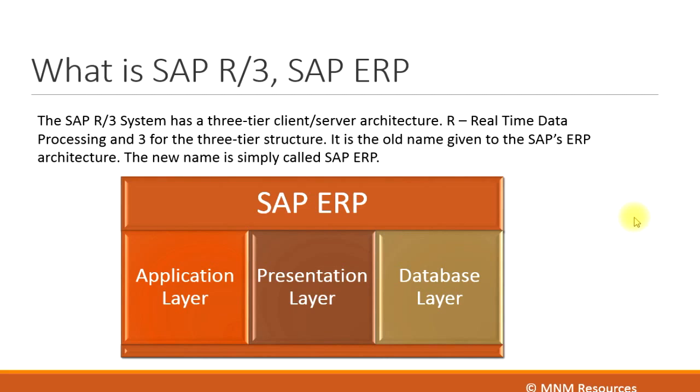The application layer is where all the transactions are processing. It talks to the database, gathers all the information and processes, and all the processing is done in the application layer. So once again, the three layers: the presentation layer is the main user interface screen which you see, the database layer is where all the data is stored, and the application layer is where all the processing is happening.